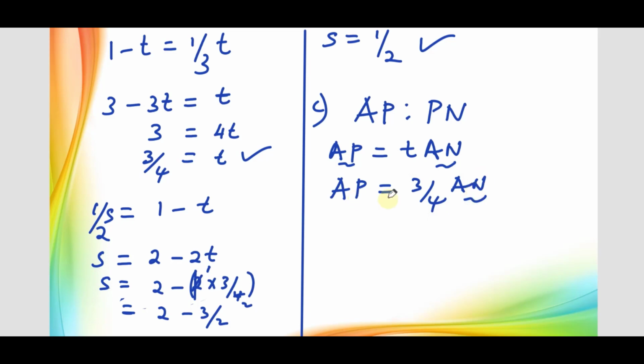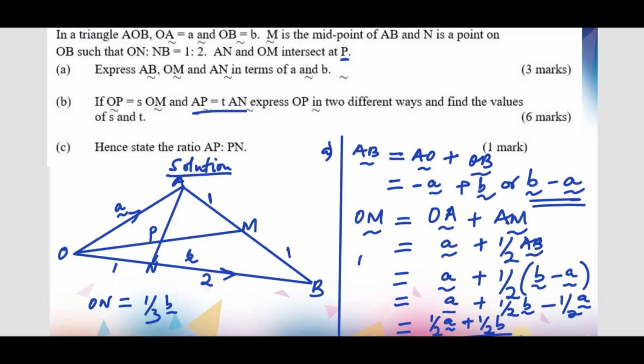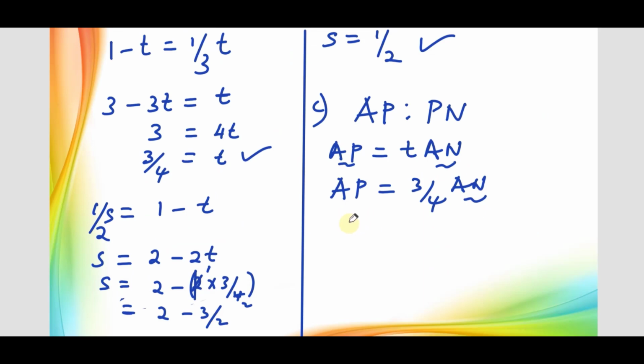Now if this is the case, let's go back to our diagram. Look at AP, if AP is 3 over 4 AN, then this ratio should be 3:1. So that ratio is supposed to be 3:1, and that is how it's supposed to be. Therefore, the ratio AP to PN is 3:1, and that is how we're supposed to solve that question on vectors.